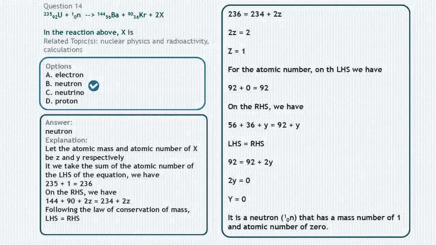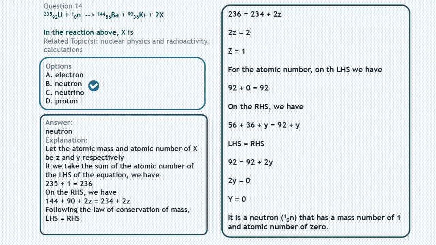So we have 144 plus 90 plus 2Z. We can add these two together, 144 plus 90, that will be 234 plus 2Z. We cannot add this 2Z to it and say 236 for example, because they are unlike terms. This has Z and this doesn't have Z, so just leave it like this. Now, following the law of conservation, in this reaction the sum of the atomic mass on this side must be equal to the sum of the atomic mass on this side, and the sum on this side is 236.